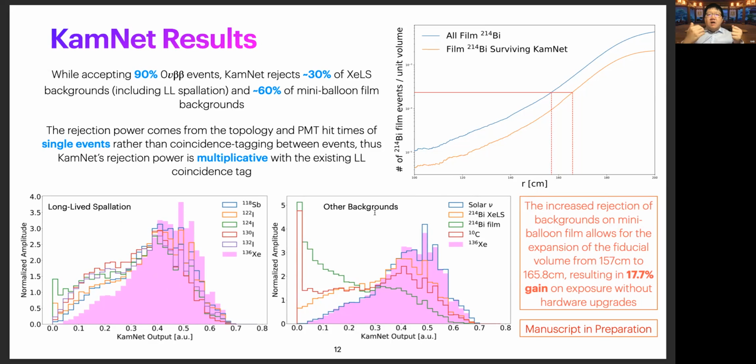The rejection power comes from the topology and the PMT hit time of single events, rather than the coincidence tagging between events. Thus, KamNet's rejection power is multiplicative with the existing long-lived coincidence tagging scheme. Even better, the increased rejection of backgrounds on mini-balloon film allows us to expand our fiducial volume from 157 centimeter to 165.8 centimeter without increasing our background level. This results in a 17.7% gain on exposure without any hardware upgrade. The manuscript of KamNet is currently under preparation.